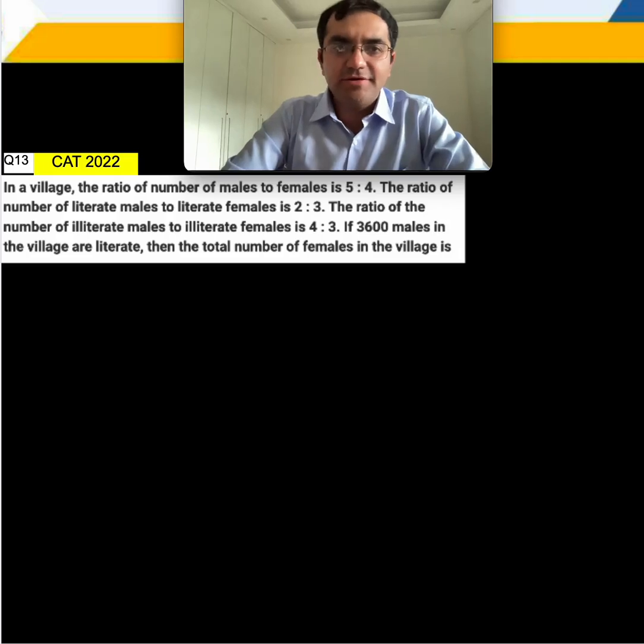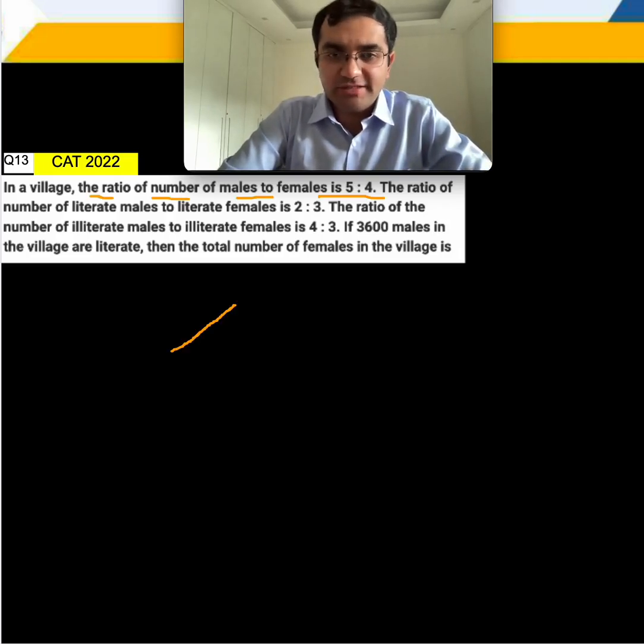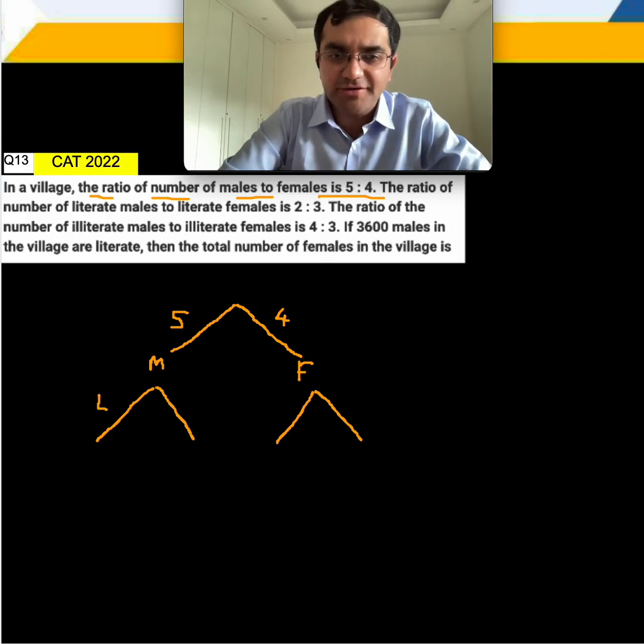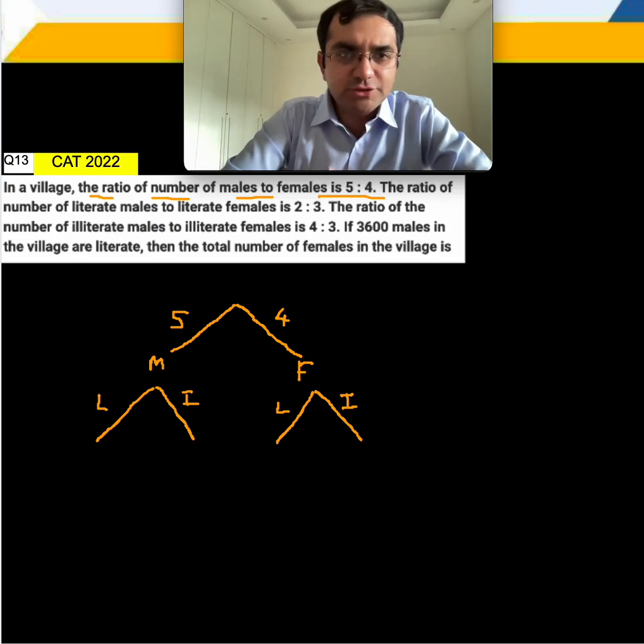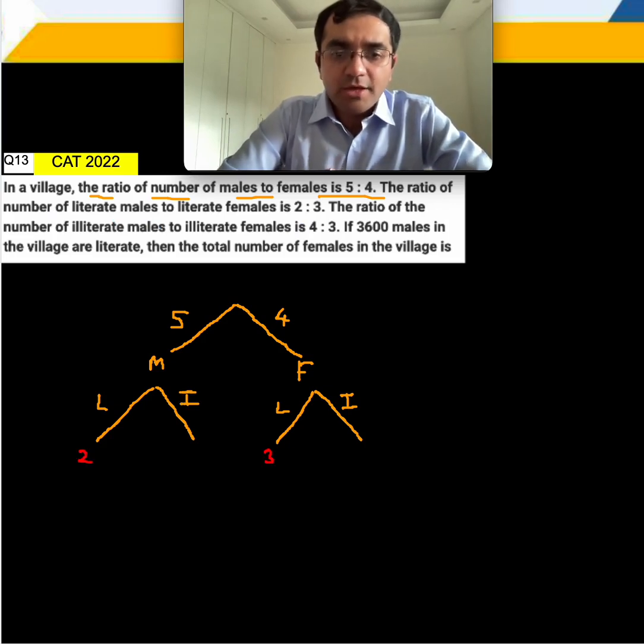This is a standard ratios question. In a village, the number of males to females is 5:4. So 5 पे males, 4 पे females, males and females. Then you have ratio of literate males to females. So यहाँ पे you have males में literate and illiterate, L and I. Females में literate and illiterate, L and I. ठीक है? So ratio of males to females, यहाँ पे males to females literate is 2:3. तो यहाँ 2:3 लिखा है in red color.